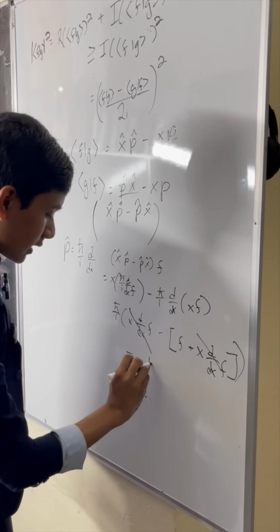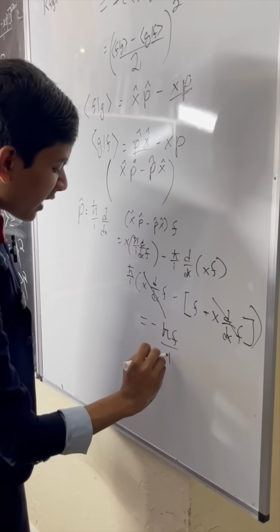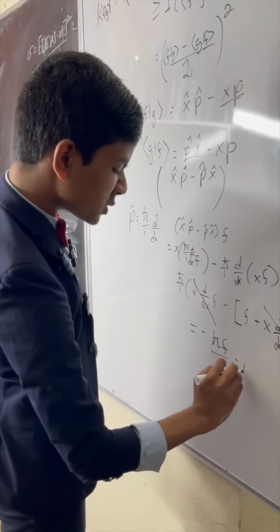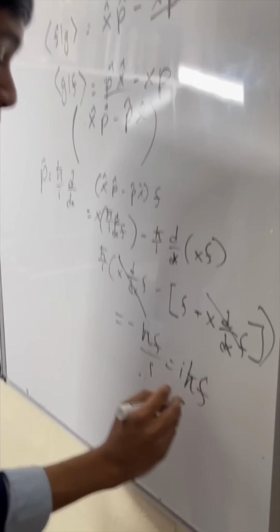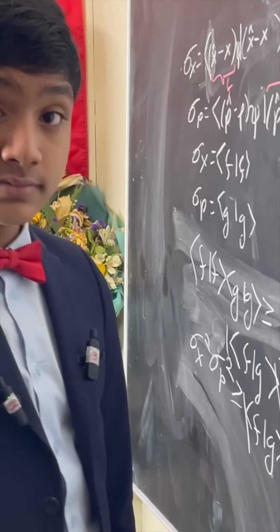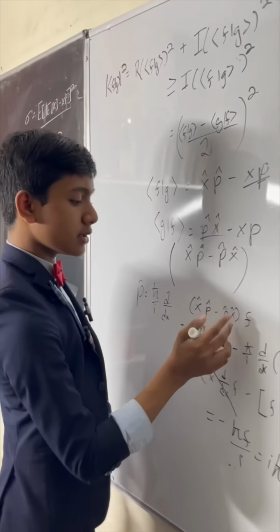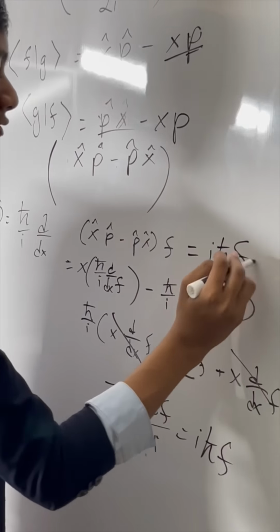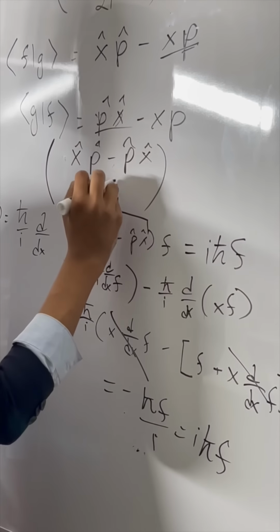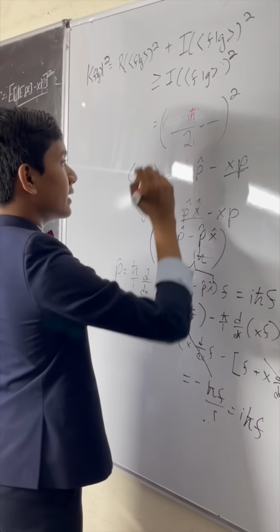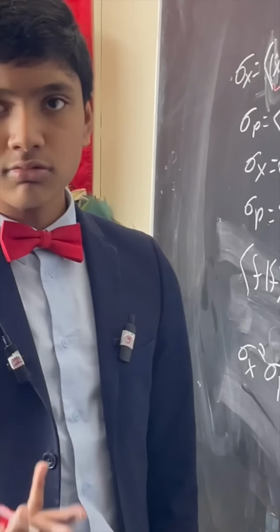And so this cancels out with that, and you get minus h bar f over i, and minus 1 over i is just i. So you get i h bar f, which means this operator, since this is equal to i h bar f, this operator is just a scalar, i h bar in the end. Which is cool, right?